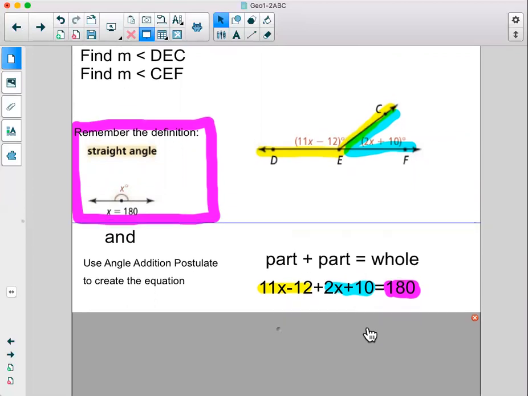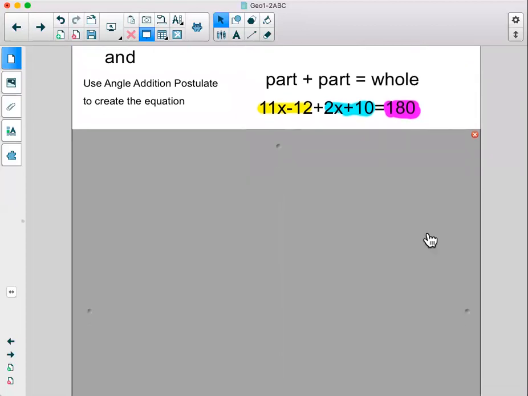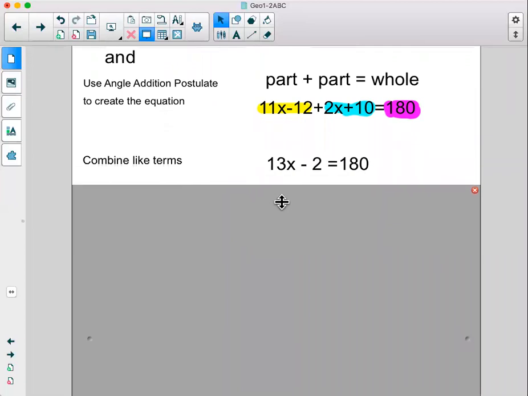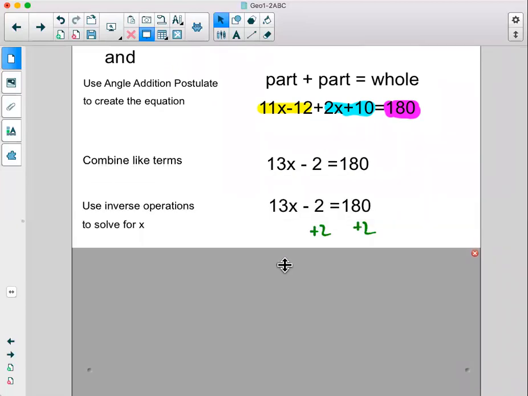Now we used our geometry, both the definition of a straight angle and the angle addition postulate. We used both of those things to set up our equation. And now we're going to use our algebra skills to solve for x. First thing we want to do is combine like terms. Then we want to use inverse operations to solve for x.